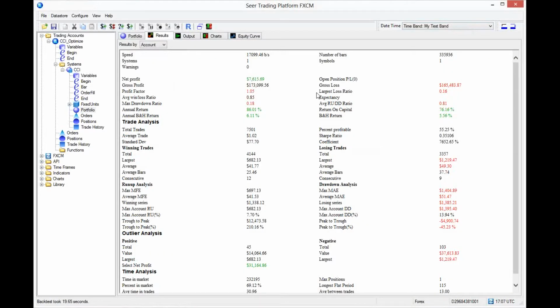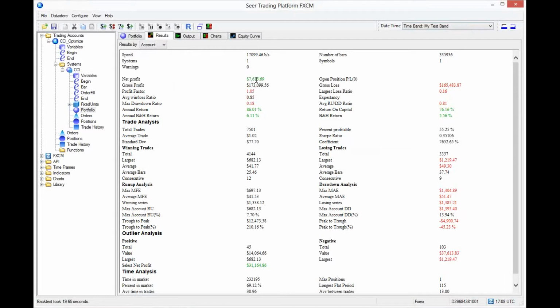So now Seer has backtested my CCI system on about a year's worth of 1-minute data, and we've got some results. Let's run through some of these. First we can see the speed at which Seer backtested, about 17,000 bars a second. And the number of bars was about 335,000 bars on one instrument and one system. And we can see the result.